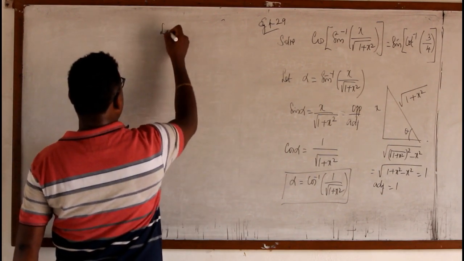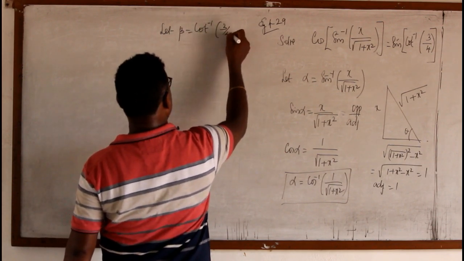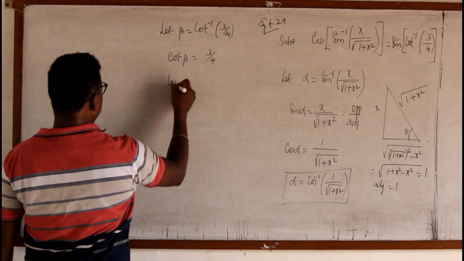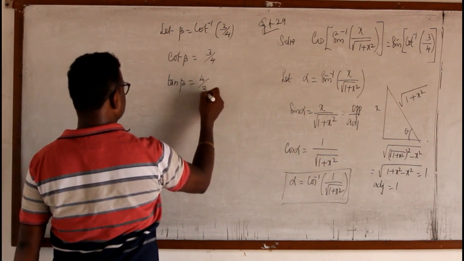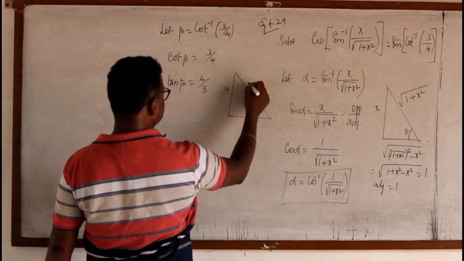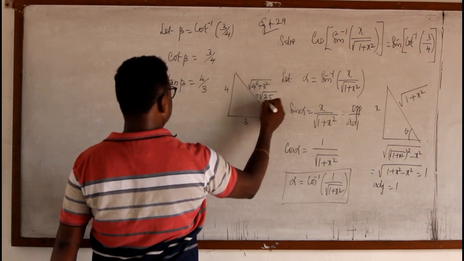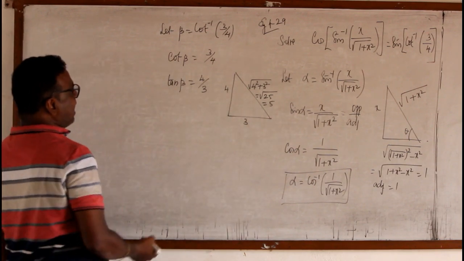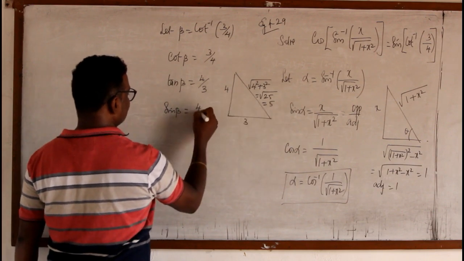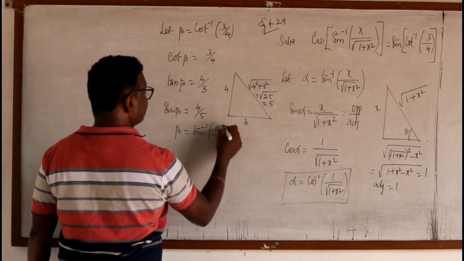Let beta equal to cot inverse of 3 by 4. That is cot beta equal to 3 by 4. Write it as tan beta, then it is 4 by 3. That means I am having a right triangle whose opposite side is 4, adjacent side is 3. Then it is 4 square plus 3 square, 16 plus 9, 25. Therefore the hypotenuse is 5. I need that in terms of sin beta. Sin beta is opposite by hypotenuse, 4 by 5. Therefore beta is sin inverse of 4 by 5.